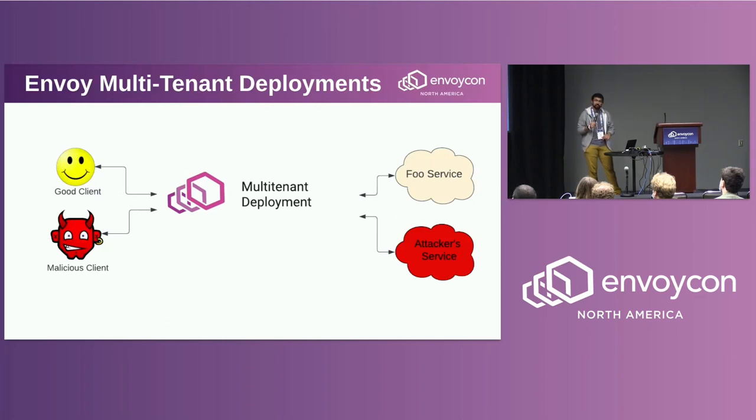In multi-tenant deployments, we need to consider the fact that the attacker might control an upstream as well, and in that case, the upstream isn't trusted. And in fact, the attacker might use the upstream in order to take down the multi-tenant Envoy and stop access to another tenant.